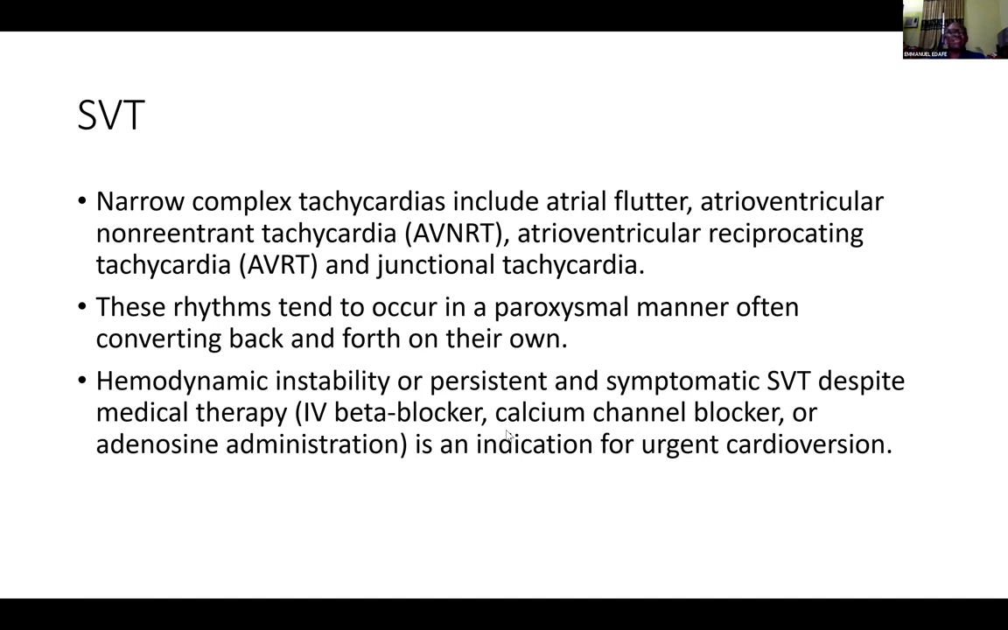But there are some centers that, whether they are hemodynamically stable or not, try to cardiovert to see whether the patient responds.